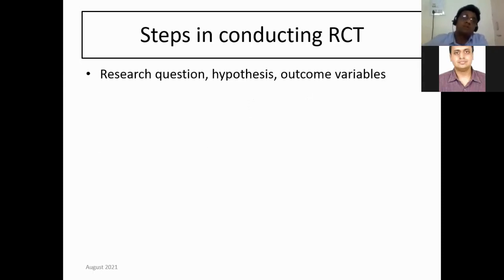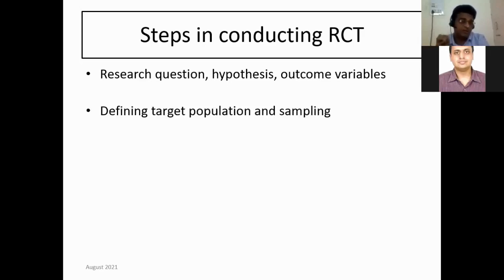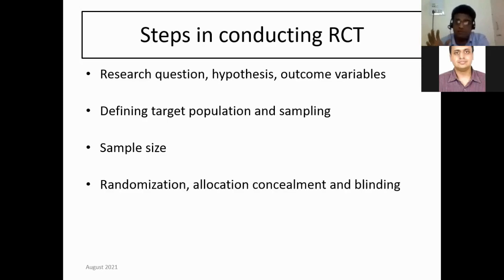So what are the steps while we conduct a randomized control trial? The first step is that you identify a good research question, arrive at a hypothesis, and identify the outcome variables. Once these are decided, you define the target population and how you are going to do the sampling. That means how am I going to choose the population from that target population? How much will I choose? That means what will be the sample size.